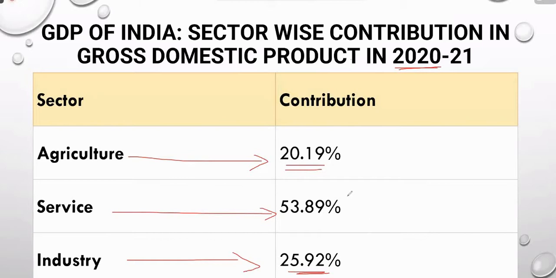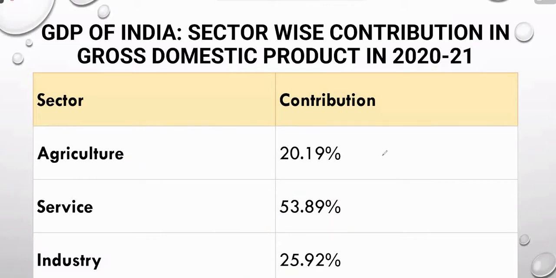You can see now which is the highest contributor to the GDP, that is the service sector. People started giving more concern to the service industry, so the service industry is growing at a very high rate. It alone contributes 53.89% to the GDP.